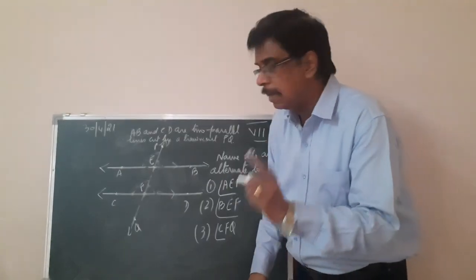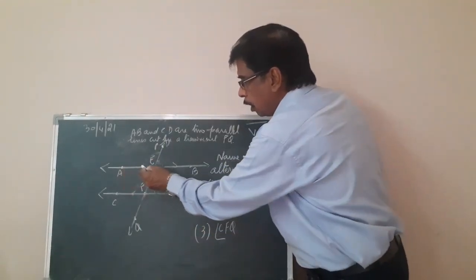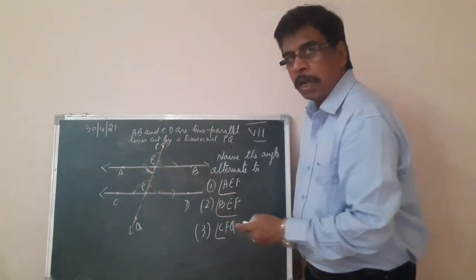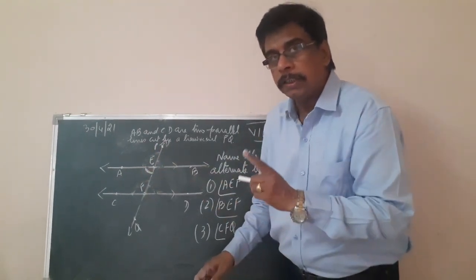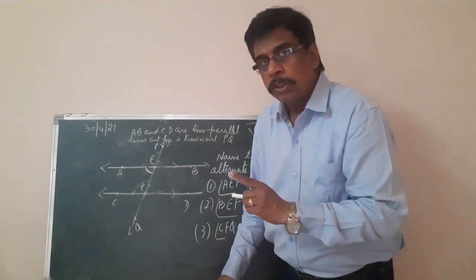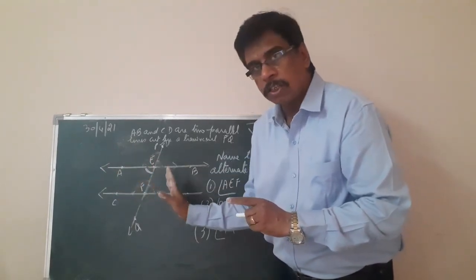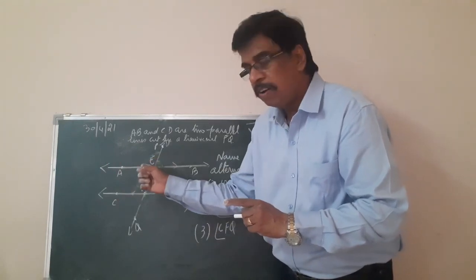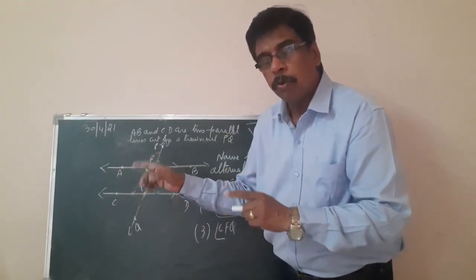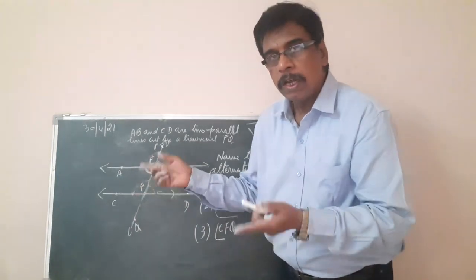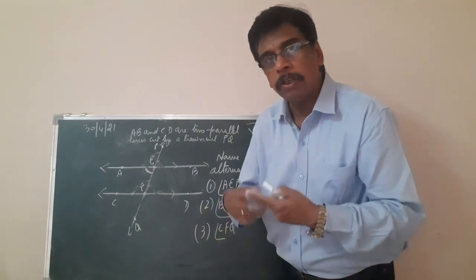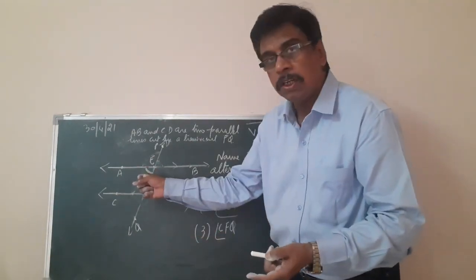First mark AEF. We are discussing this angle. And I showed you what alternate angles are according to the definition. Alternate angles are those angles which are on either side of the transversal, having different vertices, and both are interior or both are exterior. They are alternate interior if they are inside. If they are outside, then they are alternate exterior. This is in the interior.